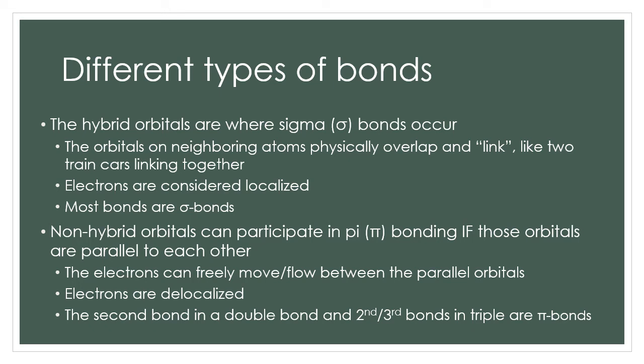Most bonds that we are going to deal with are sigma bonds. There are a couple of bonds, however, that are not sigma bonds. These occur with non-hybridized orbitals. I mentioned earlier, when you are sp2 hybridized, there is usually an open p orbital. This p orbital could participate in pi bonding. Non-hybrid orbitals participate in pi bonding when those orbitals are parallel to each other. So there are some weird spatial things and a lack of an ability to rotate that occurs when pi bonding takes place. In a pi bond, the electrons freely move or flow between the parallel orbitals.